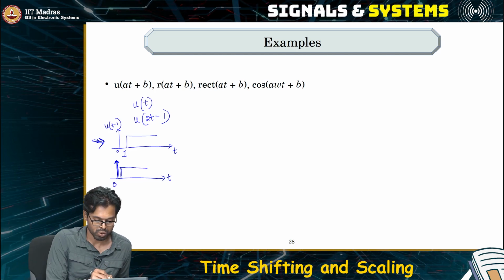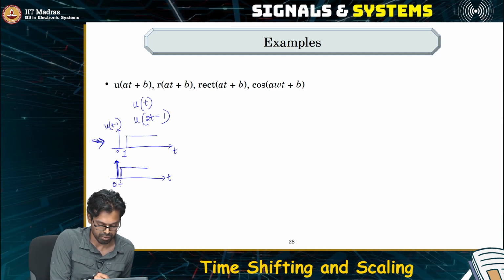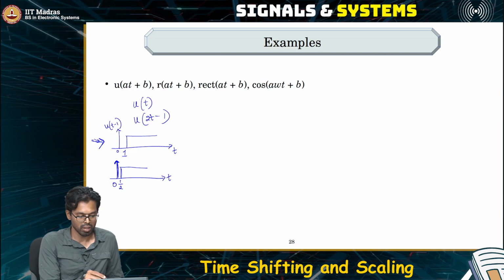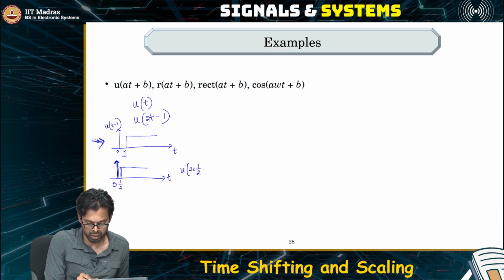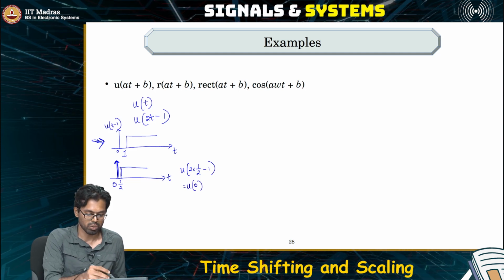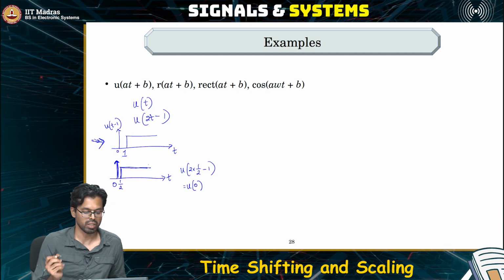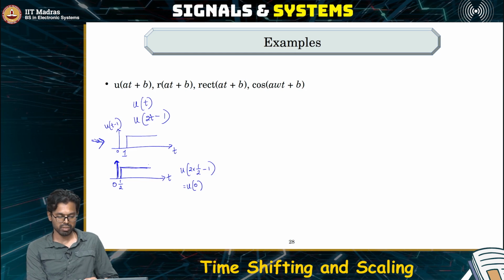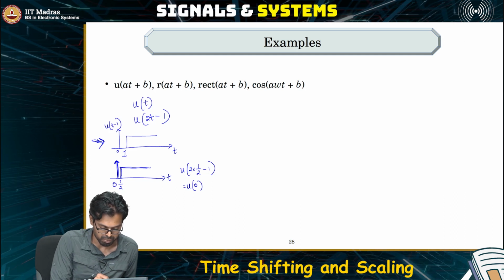So whatever was 1 gets moved to half. So at t is equal to half, essentially what you have, u of 2 times 1 by t minus 1, which is equal to u of 0. So the point at u of 0 moves to half here, and the rest of the signal comes as such. Okay. So this is how you do shift first and then scale next. Now let's do the other way around and let's see what happens.